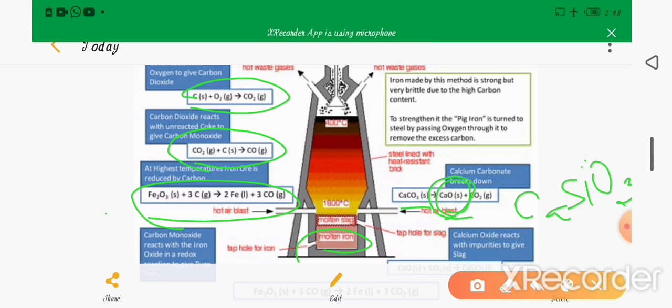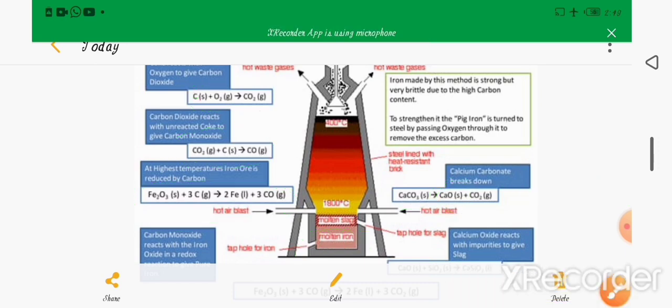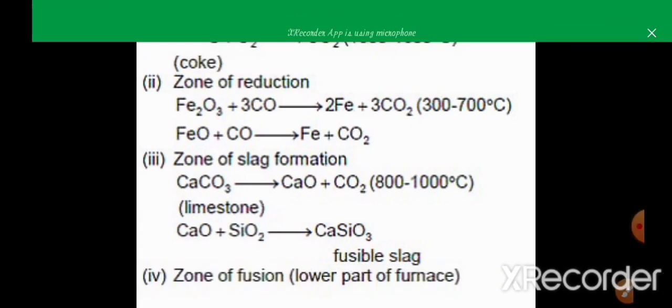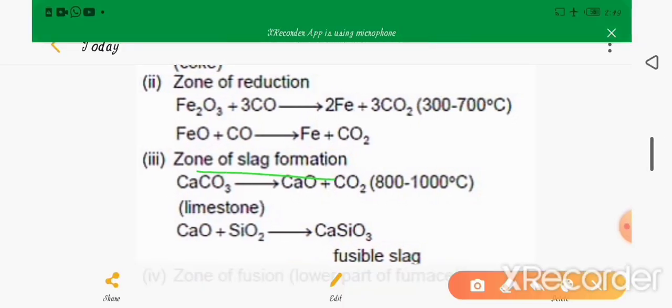Okay, next we go to the overall equation, how it will be presented. You see in the diagram. First zone is the combustion zone. Here carbon is combined with oxygen to form carbon dioxide. This is known as the combustion zone. Next zone is the zone of slag formation, that is the fusion zone.